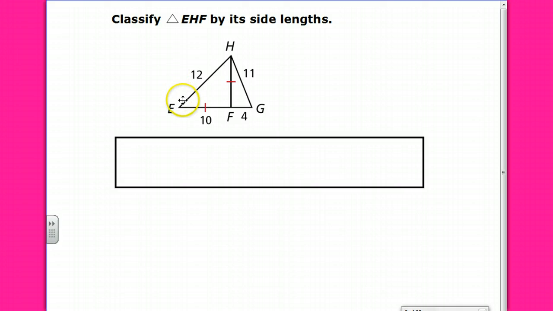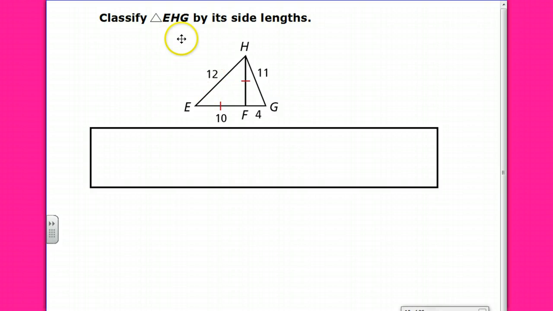Classify triangle EHF by side lengths. EHF. Well, that little red dash tells us that length EF is congruent to length FH. So FH must have a length of 10 like this side does, right? And so this triangle has two sides of the same length, so we call it isosceles.